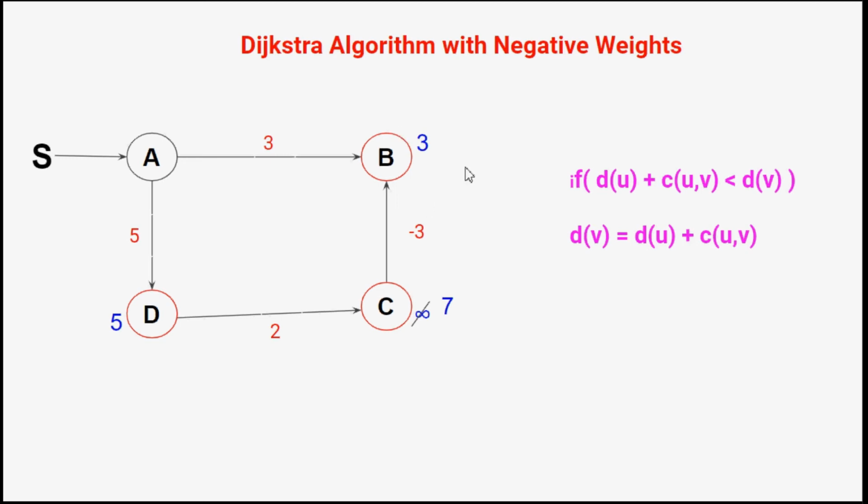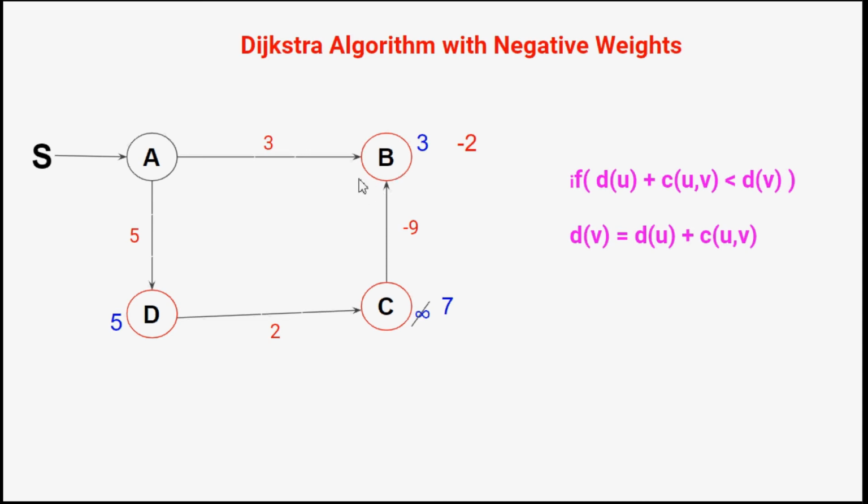Okay. Let's just make a minor change. From C to B, instead of having minus 3, let's just have minus 9 weight. Okay, rest everything would remain same. Now let's just again try it for C to B. What is the distance of C? That is 7. What is the cost from C to B? That is minus 9. 7 minus 9 will give me minus 2. Minus 2 is actually less than 3. So that means I can get a cost which is less than the previous cost.